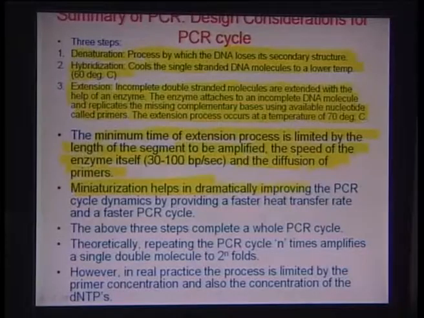Miniaturization definitely helps in dramatically improving the PCR cycle dynamics by providing a faster heat transfer rate, as we have already talked about, and therefore there will almost always be a faster PCR cycle time because of miniaturization. The above three steps complete a whole PCR cycle. Repeating the PCR cycle n times theoretically amplifies a single double-stranded molecule to 2 to the power n copies of the same sequence, identical copies.